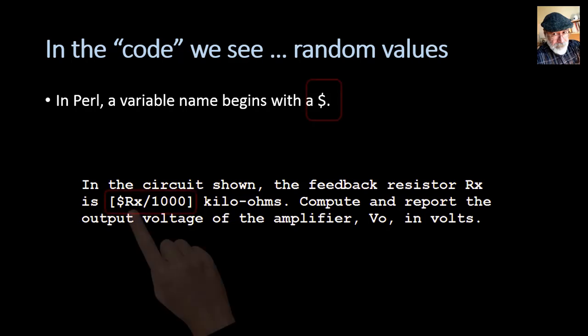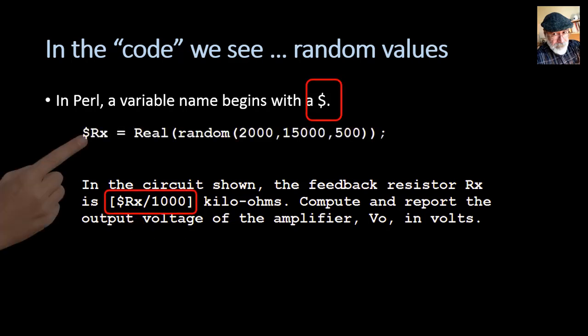We need to define that variable, right? The variable is defined in code like this one. The variable Rx is a real number created by the randomization function with a value between 2,000 and 15,000 in steps of 500. So 2,000, 2,500, 3,000, 3,500, all of those are legal values. Compute and report the output voltage of the amplifier.